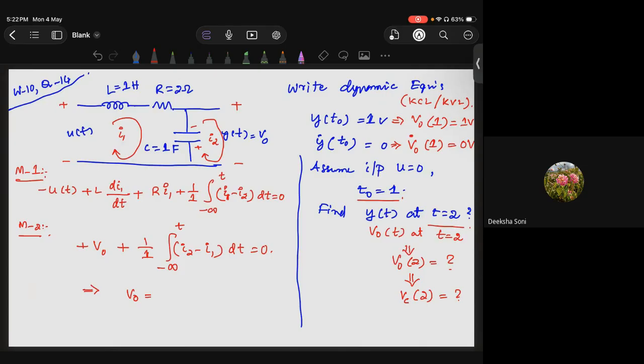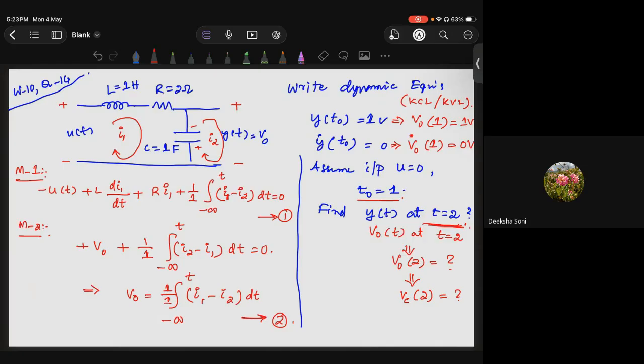So you have to find V naught at 2 seconds. This one. I can write minus infinity to t, 1 by 1, I'll keep this as it is because that is the 1 by C parameter, of (I1 minus I2) dt. Let me say this is 1, this is 2. What is the best way?